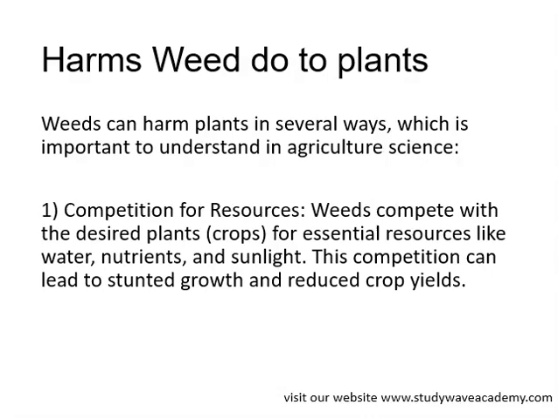Okay, like we said previously, they compete for nutrients, water and sunlight with your crops which you have planted. They are unnecessary, and as they are competing with the water, the nutrients in the soil and the sunlight, they cause stunted growth to your crops. They will not bear properly. Okay, so they compete for resources. Did we get that?